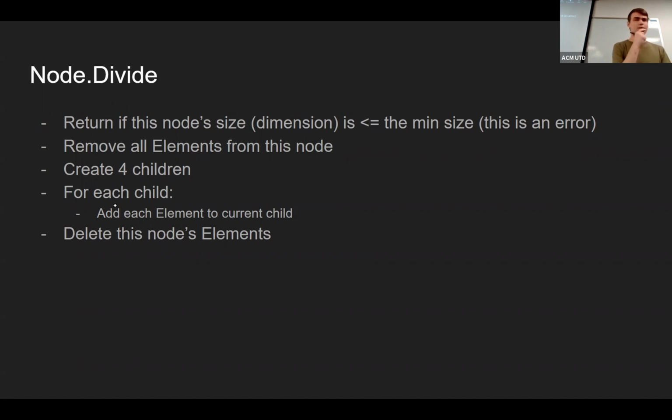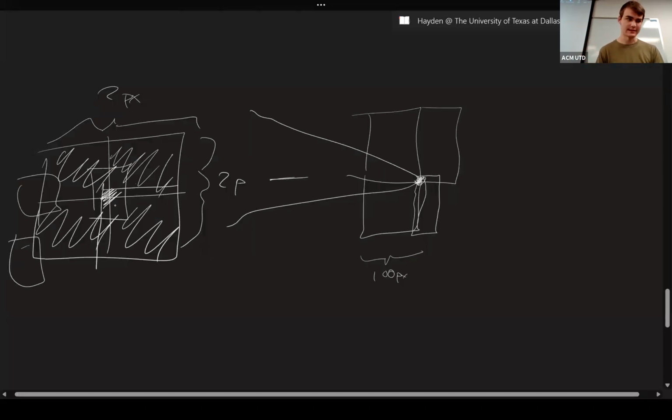Delete the children? I'm not sure. So we don't delete the node. We just delete the node's storage of the elements. So let me draw this out actually, because it is rather confusing.